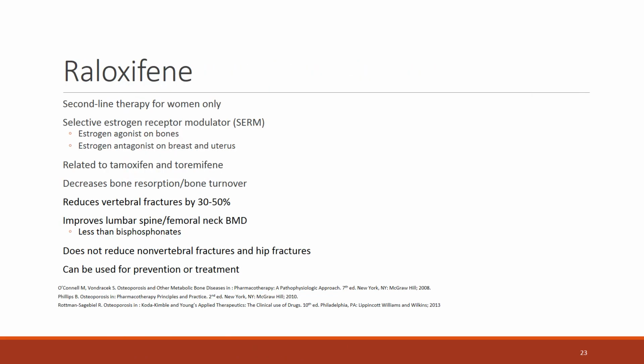Moving on, we'll talk about raloxifene, and that's a second-line medication, even probably considered third-line in some cases, just for women only. It's a selective estrogen receptor modulator, a SERM, and it works as a positive estrogen agonist on bones, which helps protect bones, but it works as an antagonist on breast and uterus, which is how it also can be used to help prevent breast cancer. It's related to tamoxifen and toremifene. It decreases bone resorption and bone turnover.